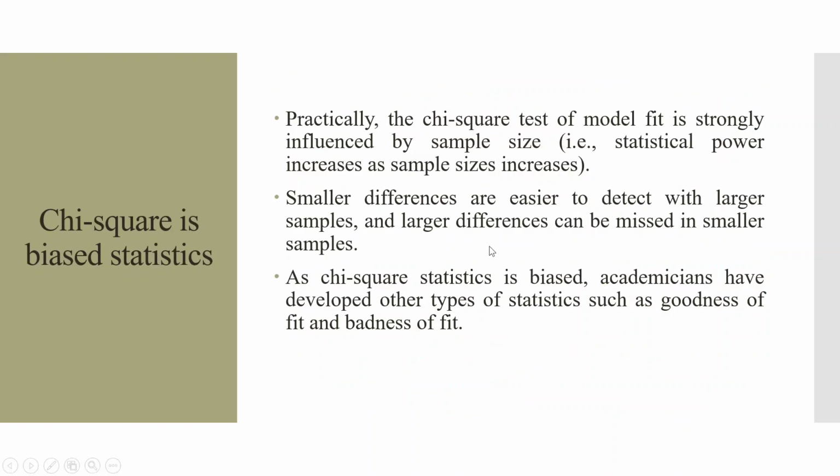Chi-square is a biased statistic. Practically, the chi-square test of model fit is strongly influenced by sample size. That is, statistical power increases as sample size increases. Smaller differences are easier to detect with large samples, and larger differences can be missed in smaller samples. As the chi-square statistic is biased, academicians have developed other types of statistics such as goodness of fit and badness of fit.